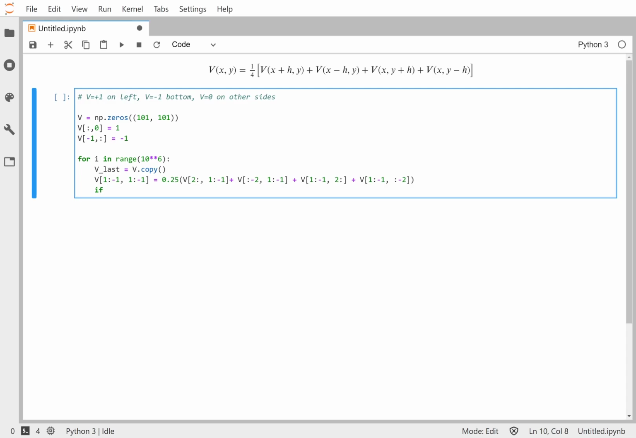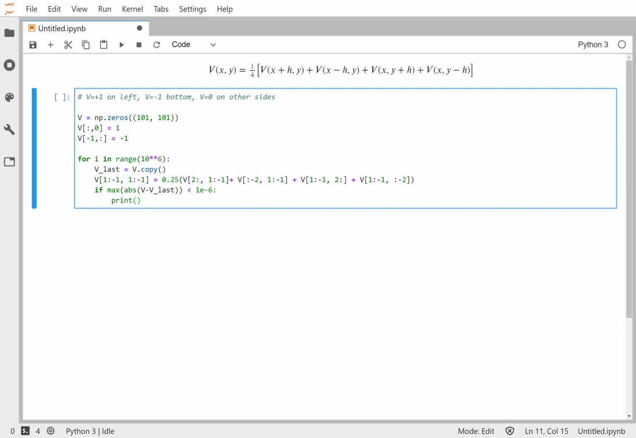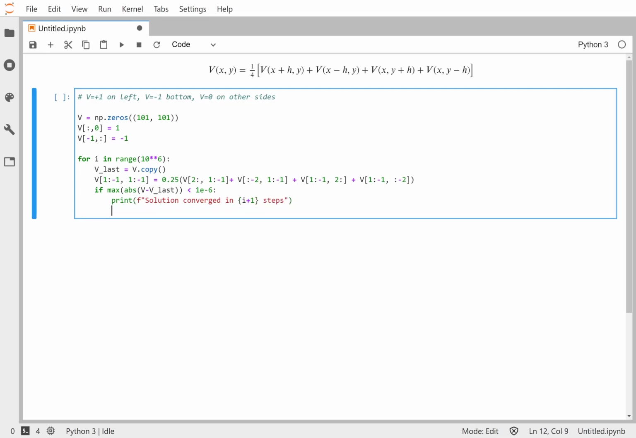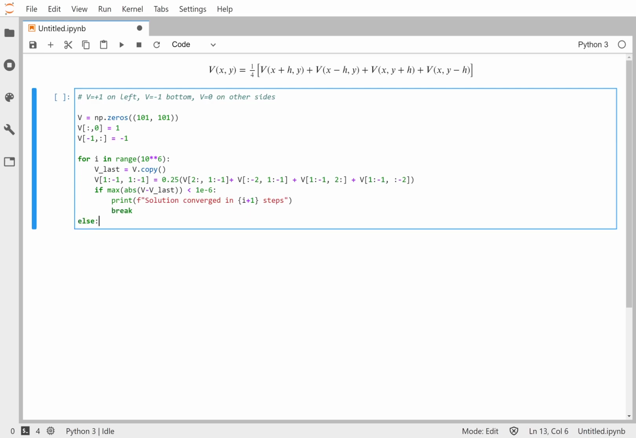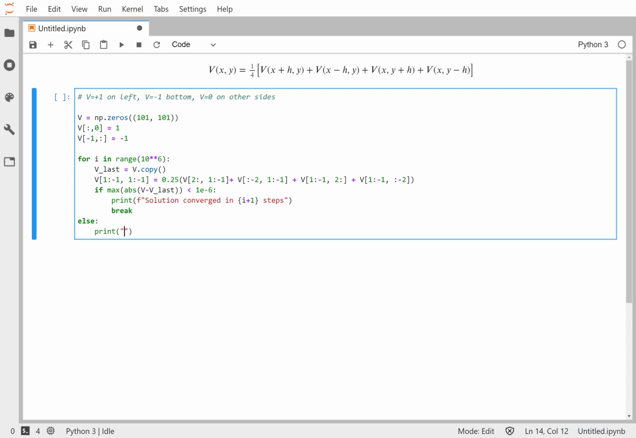And then we want to take a check here. So if the max value of the absolute value of the difference, v minus v last, is less than our tolerance, let's say 1 part in 1,000,000, just to make up a nice tiny sort of number, then we are happy. So we print some kind of message. At least while we're testing, it's a good idea to do that. And so, solution converged in i plus 1 steps. Get out of my for loop. And if we never leave our for loop, this else clause is going to trigger. And so we want to print some kind of warning about it. Solution failed to converge! I'll make it an exclamation point because it's dire.